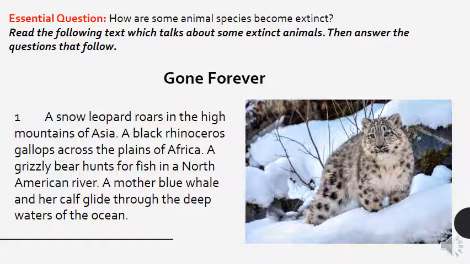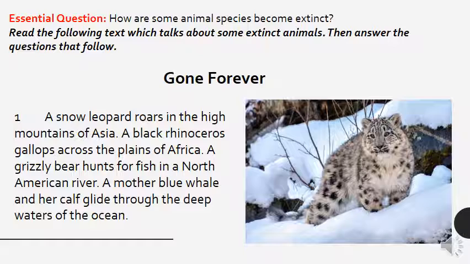And as I said, natural disasters which are leading to the death of many humans and animals as well. Deforestation, global warming, pollution, marine pollution, which is leading to the death of many sea animals, and so on. These are many reasons why animals are becoming endangered or might become extinct. Read the following text, which talks about some extinct animals, then answer the questions that follow.